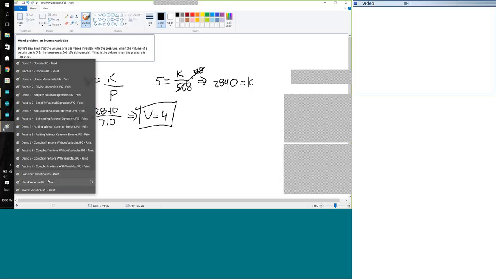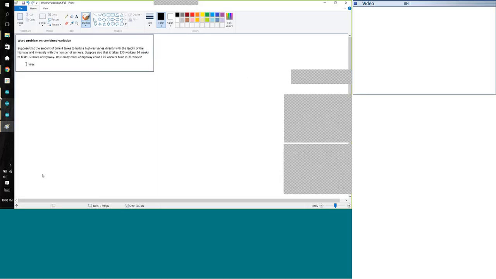All right, I'm going to give you guys about 30 seconds here to work on this one. Like I said, this one combines both of the last things, so be very careful. When you see varies directly, it multiplies times K. When it varies inversely, it's going to divide K. Go ahead and work through this. I'll be back in just a little bit.